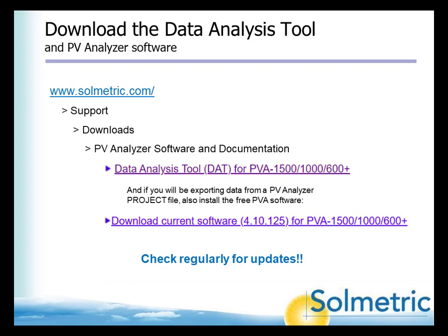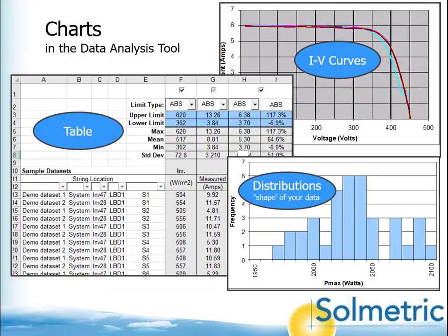Before getting into the details, here's an overview of the features of the Data Analysis Tool. The Data Analysis Tool displays your data in three formats: a table with the key results of each measurement with special features for focusing your analysis, bar charts showing how the values of each parameter are distributed, and finally IV curve plots of all of your measurements grouped according to the next highest level of the array tree, for example, strings within a combiner box.